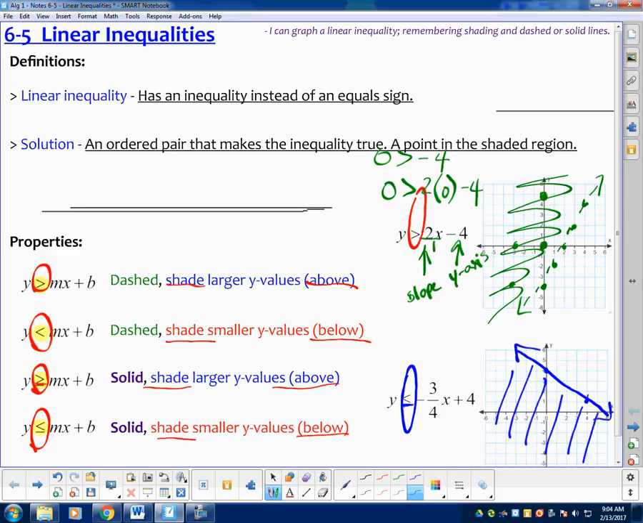Again, I can pick any point in the shaded area and it will make my inequality true. If I pick 0, 0 again, 0 plus 4, is 0 less than 4? Hello? Is 0 less than 4? Yes, it's true. Okay, please make sure you have this on your paper.